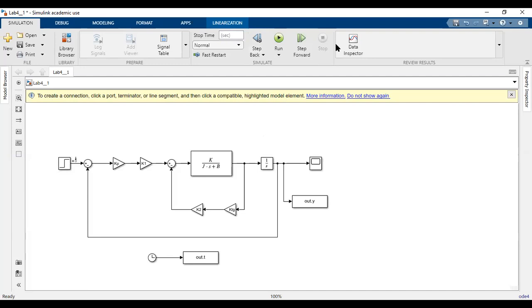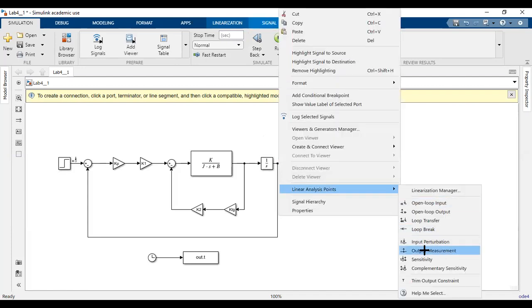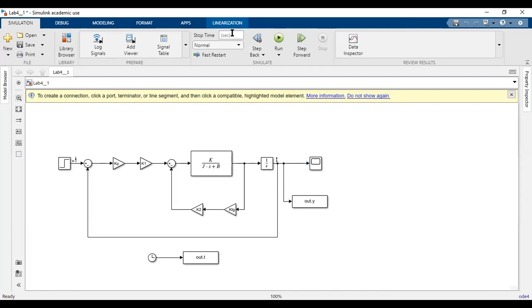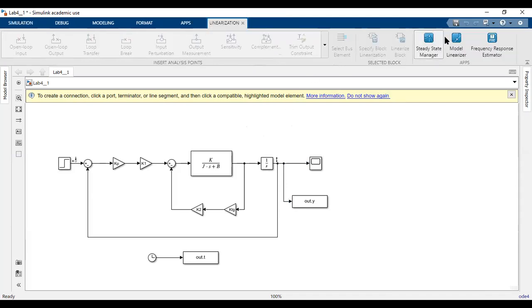Now you just, this output perturbation you have not added. Click the output line and choose linear analysis point, output measurement. Now linearization. The model configuration parameter you have all set now. Fixed step size is 0.001. Yes, sir, I did that. So now you are doing it, and you will get it.